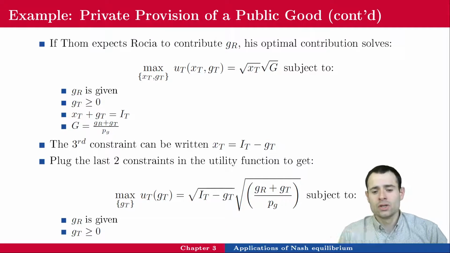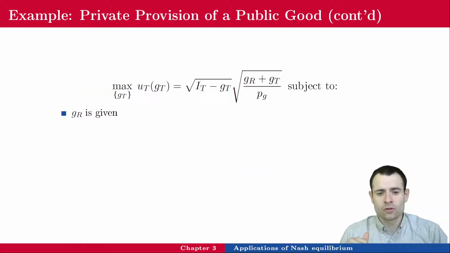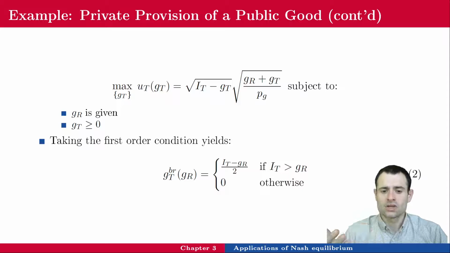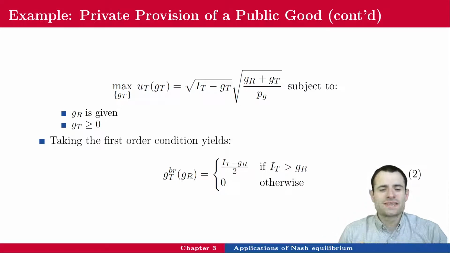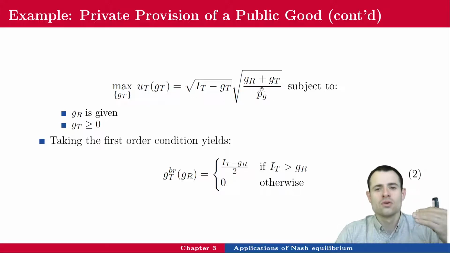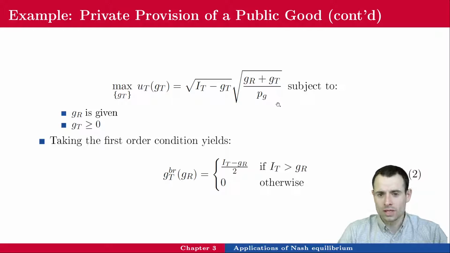Now, I do the exact same process. I have one first order condition to take. Let's go. I suggest you do it at home. It's kind of messy because we are dealing with square roots, so I really encourage you to try to do it thoroughly. It's always good practice. And interestingly, we get a similar best response as Rosia, but the notation is now swapped.